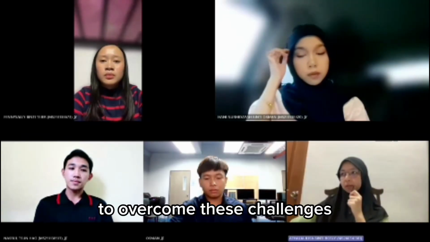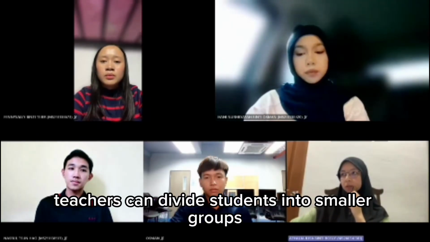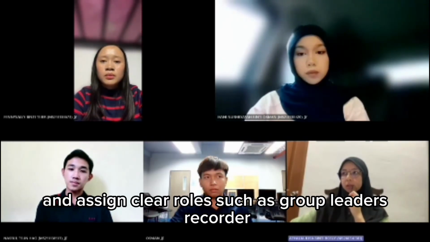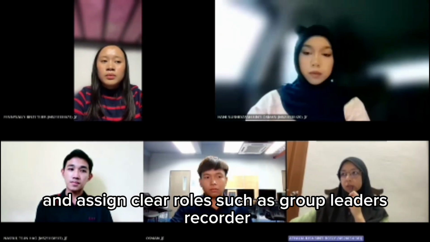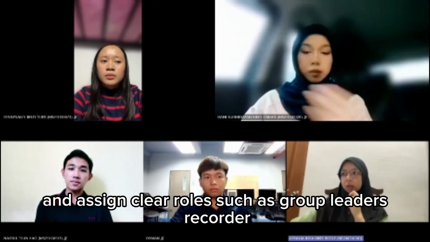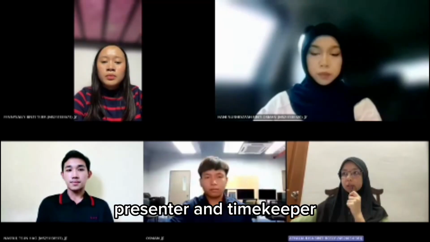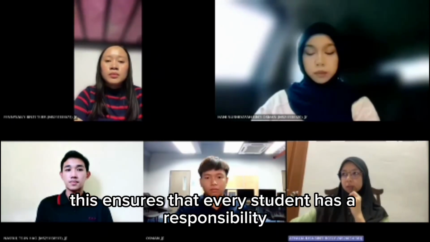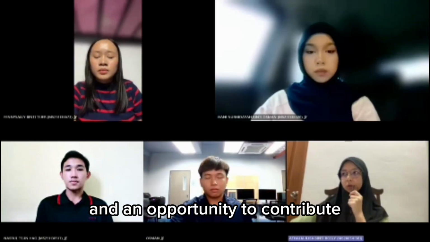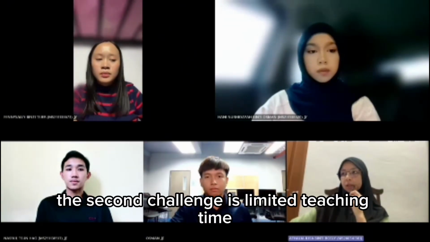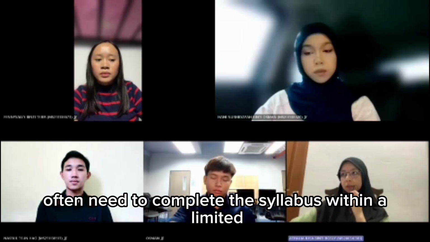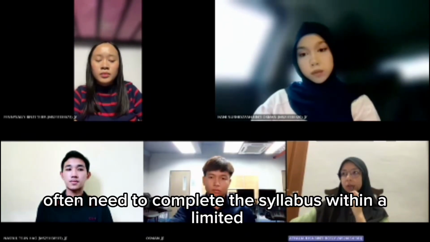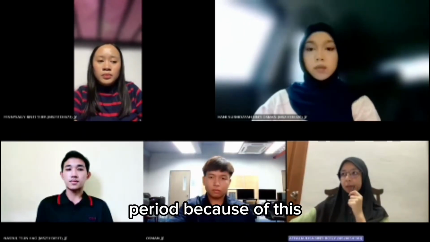To overcome this challenge, teachers can divide students into smaller groups and assign clear roles, such as group leader, recorder, presenter, and timekeeper. This ensures that every student has a responsibility and an opportunity to contribute. The second challenge is limited teaching time. Teachers often need to complete the syllabus within a limited period.